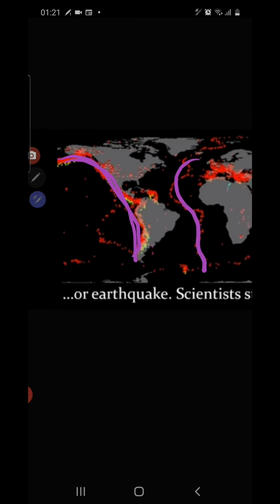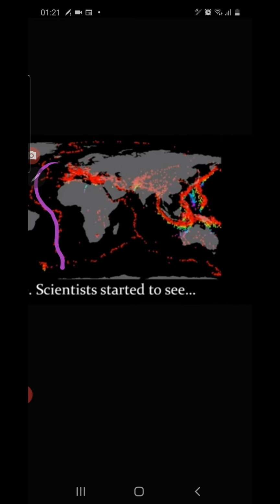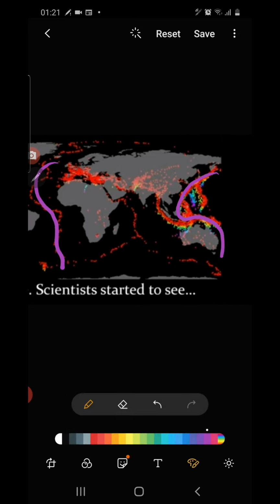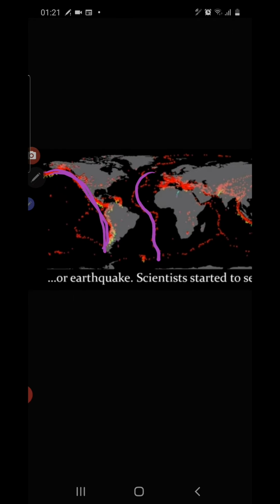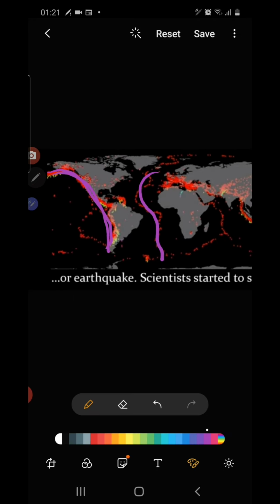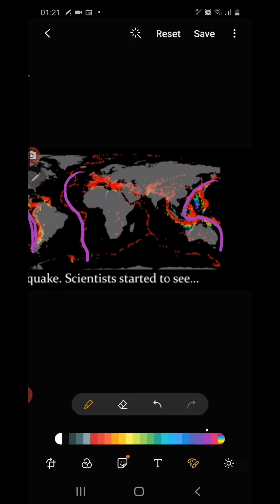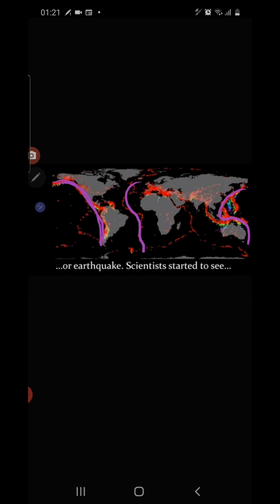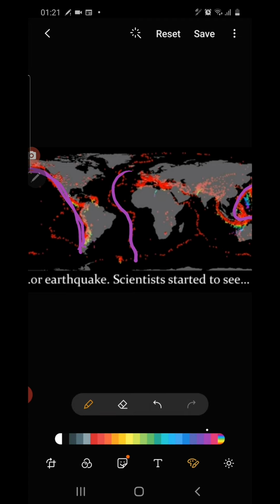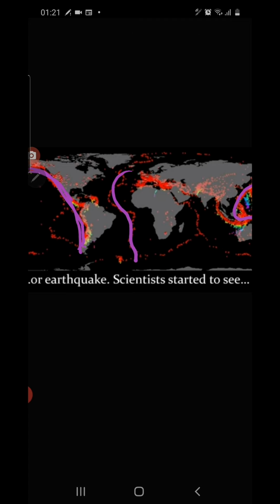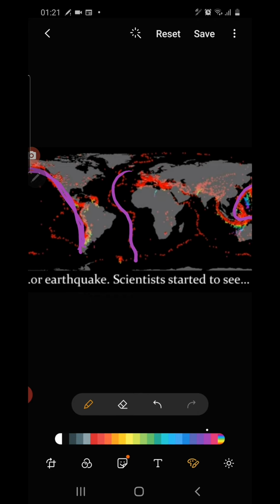So the Pacific belt you see here, both sides, these are also known as the ring of fire. When we discuss volcanoes, you find the maximum number of volcanoes in this ring of fire, on both sides of the Pacific region, and these regions are also prone to earthquakes. That means wherever the volcanoes are, those regions are also prone to earthquake.